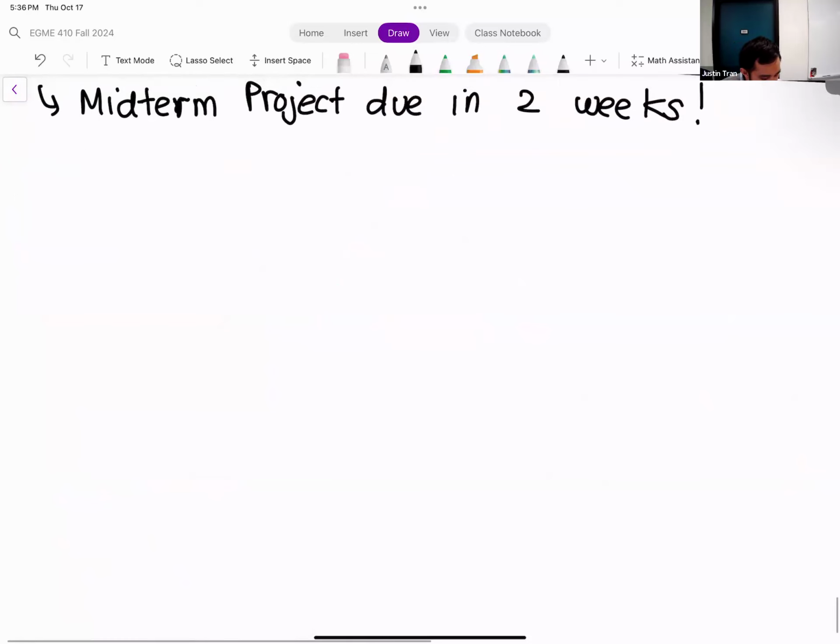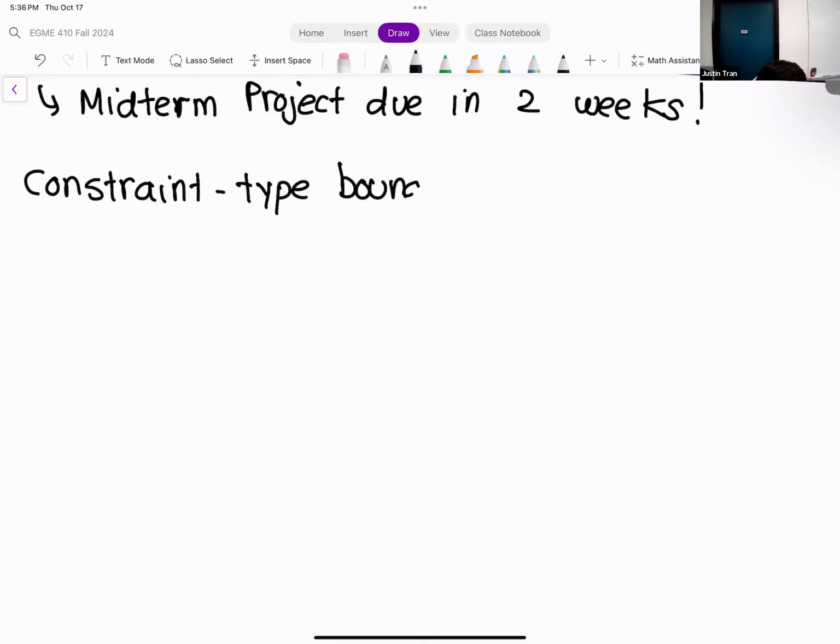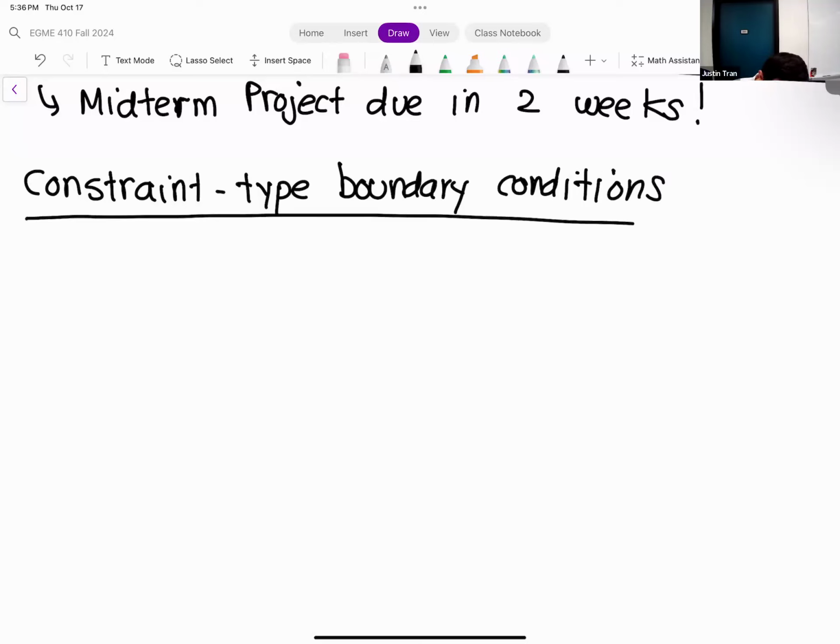So the next type of boundary condition that we're going to apply is a constraint type boundary condition. Just to remind you, the way that constraint type boundary conditions work is that they directly specify the values of our primary variables.